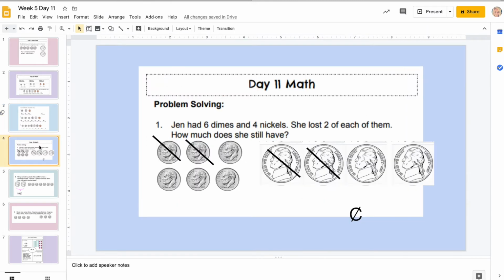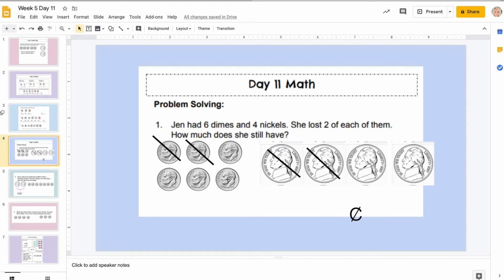Okay, I'm going to move on to the fourth slide here, which is problem solving. And we're going to go over number one. Number one, Jen had 6 dimes, so I listed 6 dimes here, and 4 nickels, so I put 4 nickels. She lost 2 of each of them. So when she lost 2, I crossed out 2 dimes and I crossed out 2 nickels because she lost 2 of each type of coin. How much does she still have?